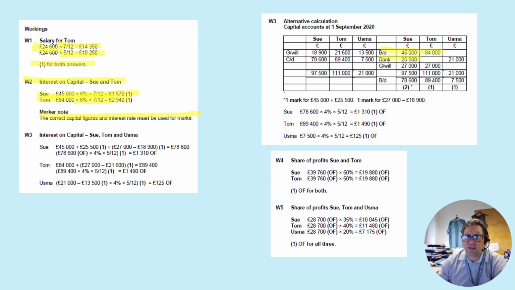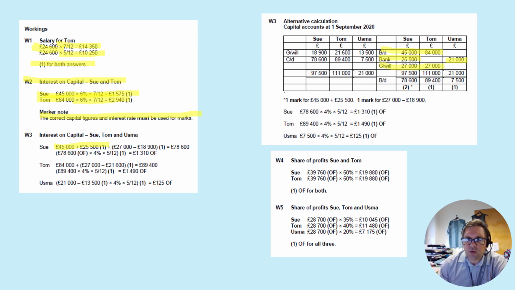Too many students put 25,000. I don't really know why. They're not reading the number, but you need to do that. You'll gain an additional mark, as it shows here, for adding the 25,500. Uzma's investments there. And then we introduce goodwill.